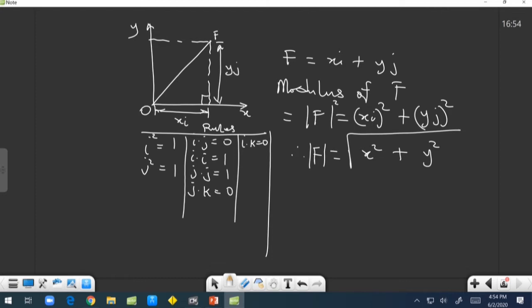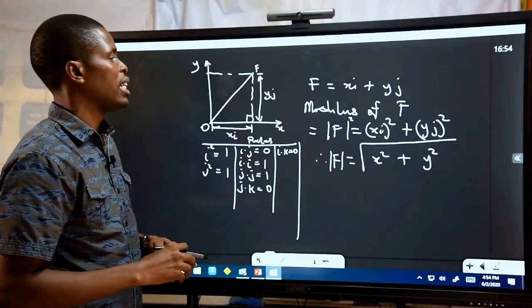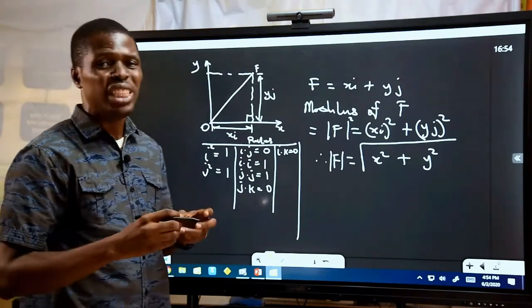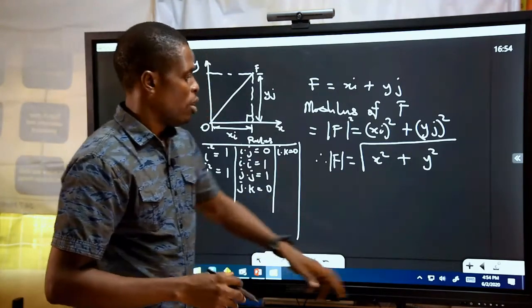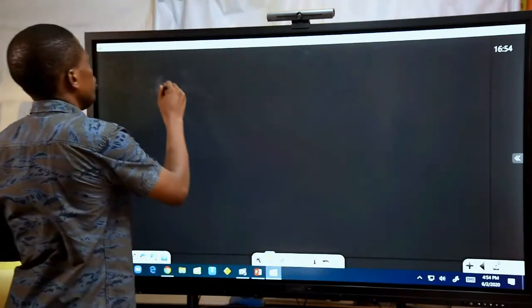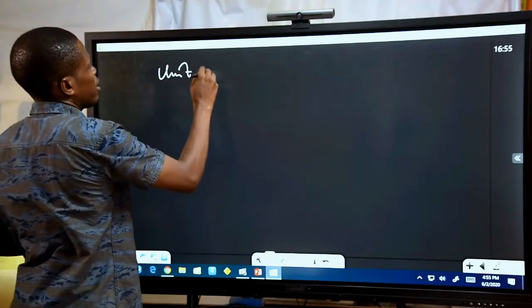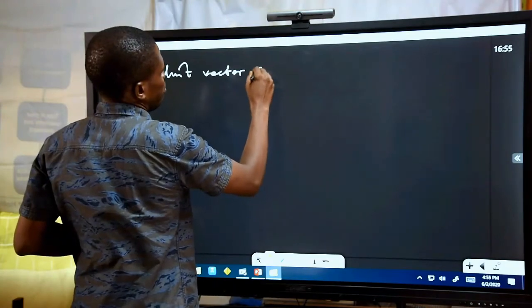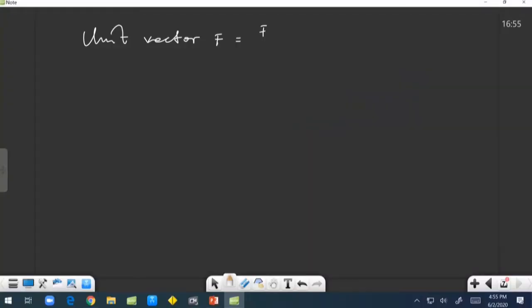So we have been able to establish the modulus, or absolute value, of vector F using Pythagoras theorem. Let's see how we can find what we call the unit vector of a vector. What is the unit vector? Let me say the unit vector of F is given as vector F all over the modulus of F.